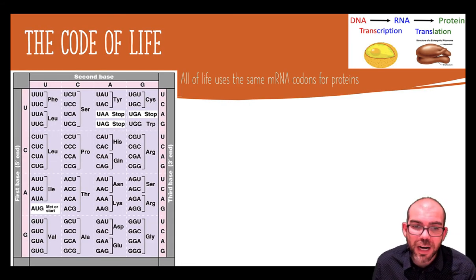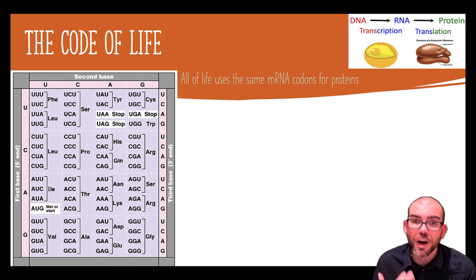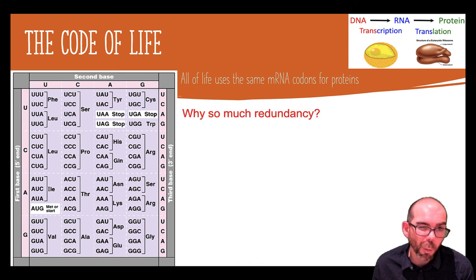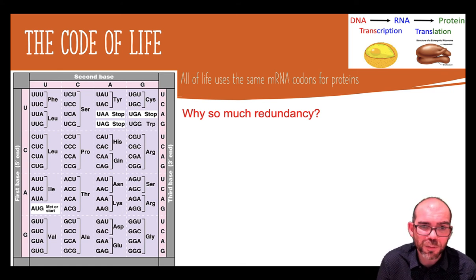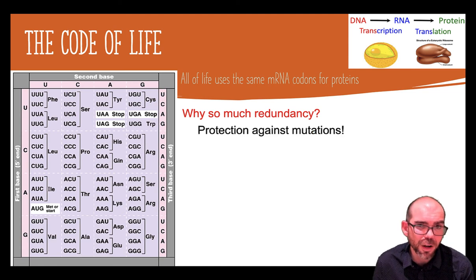This has resulted in us being able to determine every single codon that codes for every single amino acid, and you can see that here in the amino acid table. All life uses the same codon system and the same codes for the amino acids that make it up. Why is there so much redundancy in this code, though? If you notice, I can have up to 4 codes for one amino acid. Seems a little unnecessary. Well, this is to protect against mutations.